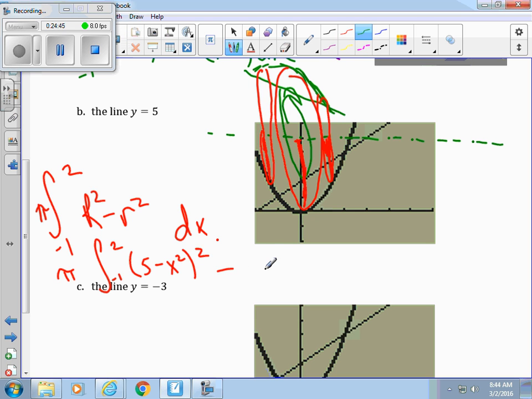The inside radius is that green radius. 5 minus the line. Does everyone agree? What is the line? Was it x plus 2?